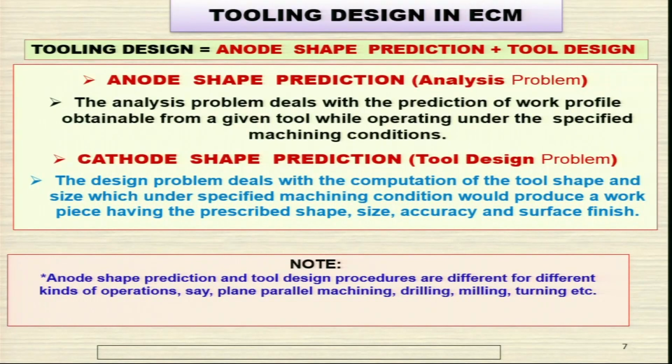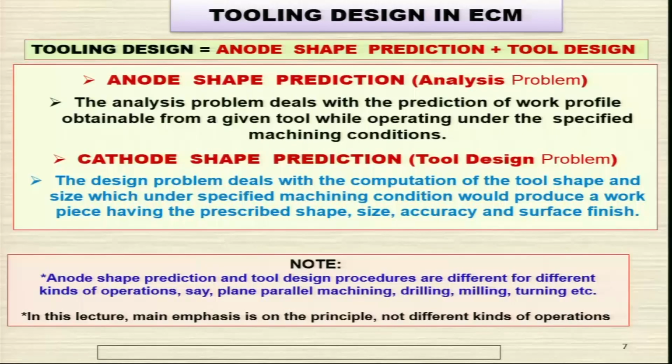Note: anode shape prediction and tool design procedures are different for different kinds of operations, say plain parallel machining, drilling, milling, turning, etc. For example, I will discuss mainly plain parallel electrode machining and a little bit of detail about the drilling operation, that is electrochemical micro drilling. In this lecture, the main emphasis is on the principle, not on different kinds of operations. It means it will be mentioned basically how to proceed for anode shape prediction and tool design for a specific type of process.